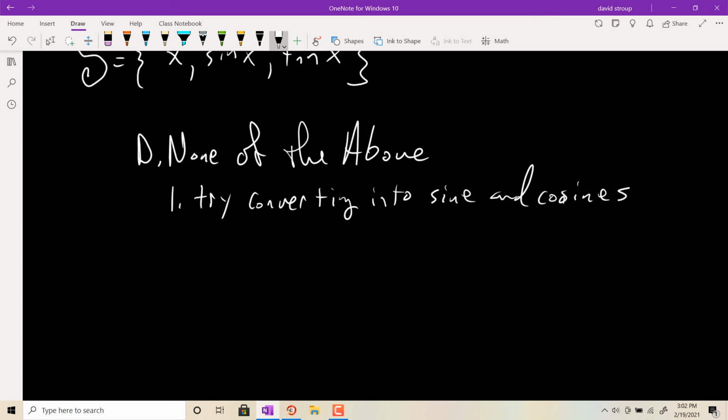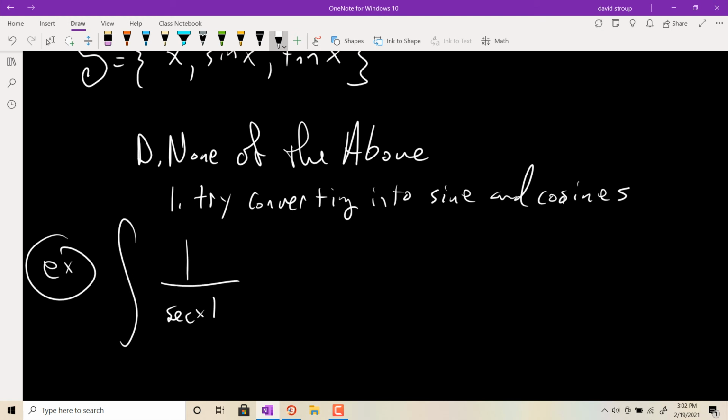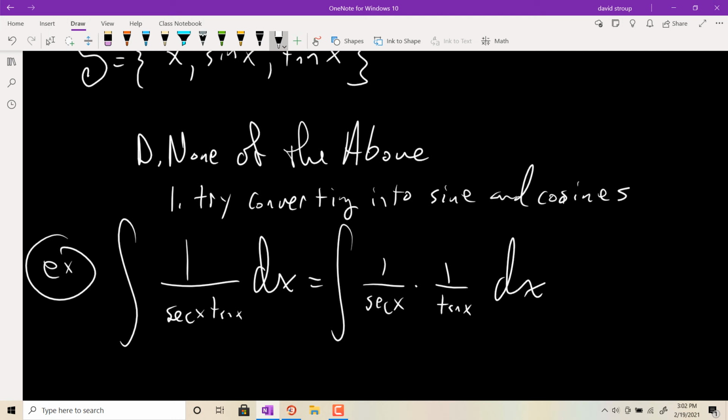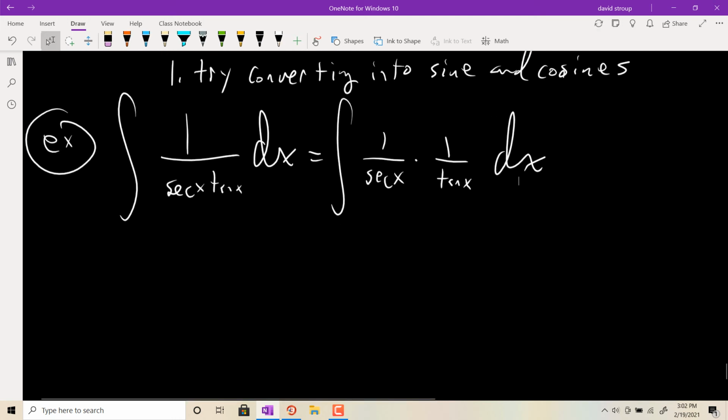Okay, so an example of that might be something like the integral of 1 over secant x tan x dx. So certainly this thing, as it sits, may look kind of foreign, but if you were to rewrite it in terms of sines and cosines, what would you get? Well, first off, you could rewrite it as 1 over secant x times 1 over tan x. And that's not even a trig identity. That's just more of a fact about factoring expressions from basic arithmetic.